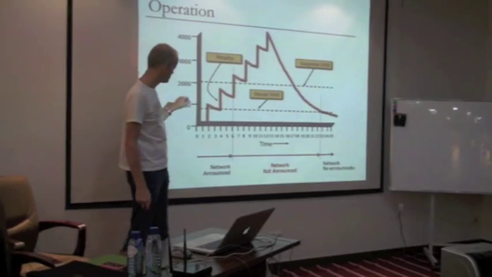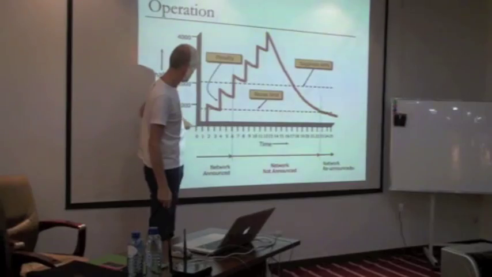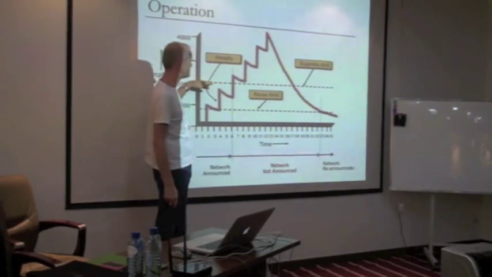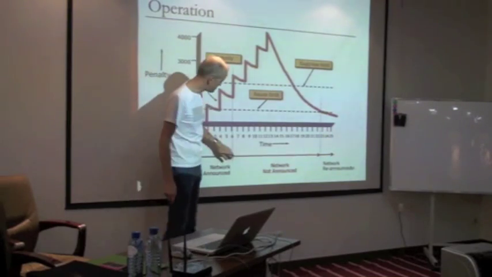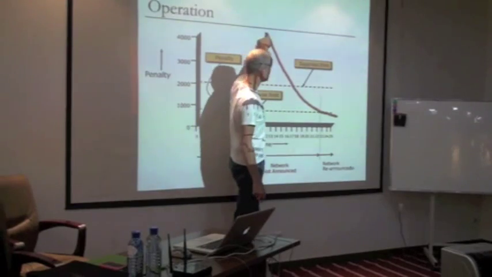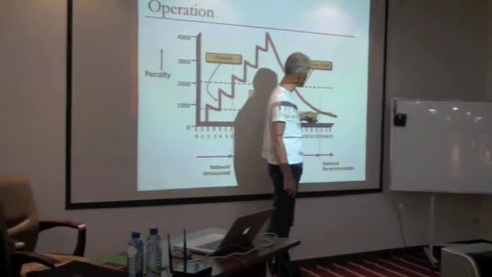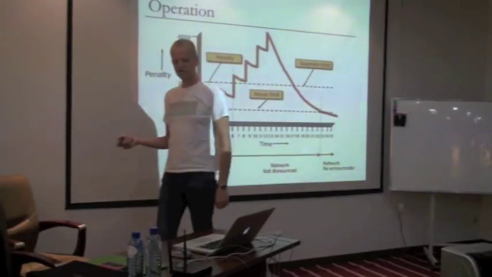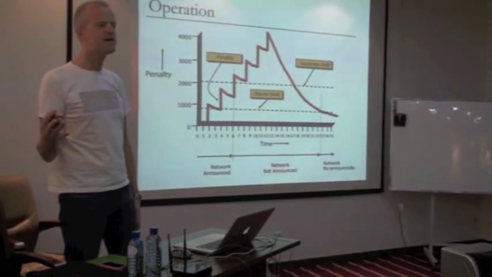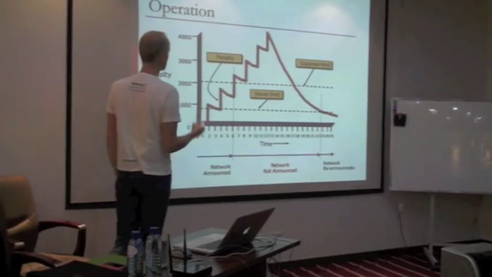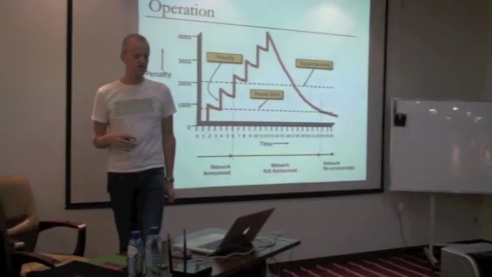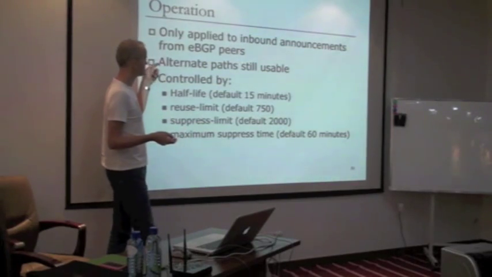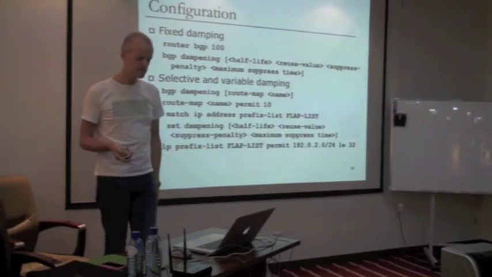So the picture looks like this. This is the time axis, and this is the penalty. As time goes along, the prefix flaps, exponential decay, flaps again, exponential decay, flaps again. The penalty is now above a suppress limit, so the prefix is no longer announced. It carries on flapping until it's fixed. Then we have exponential decay all the way down to a reuse limit here, and that's when the network is re-announced. As you can see, we flap three times and disappear for a very long time, until the prefix stops flapping and the penalty has decayed back to the reuse limit. Flap damping is only used for external BGP. Alternative paths are still usable, and there are various things that you can tune, so we'll jump over all of this.